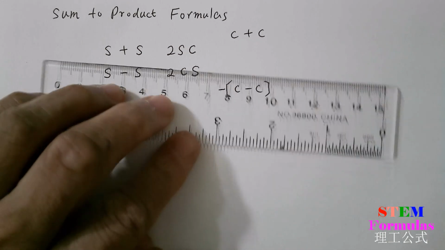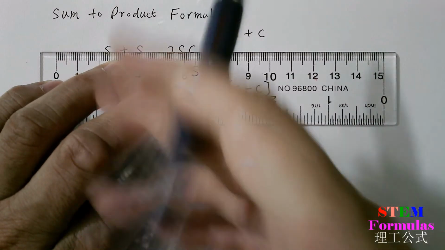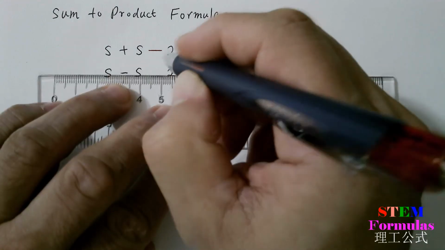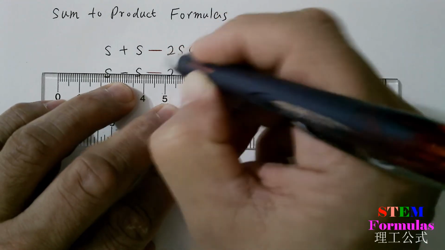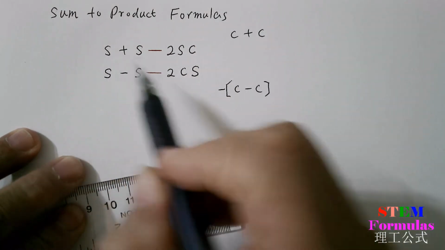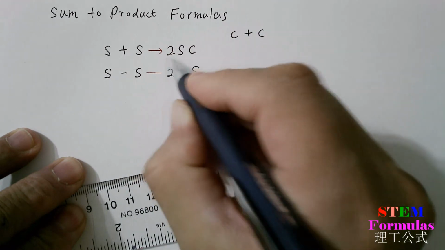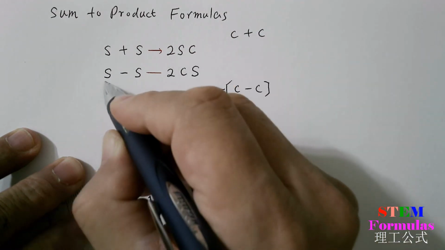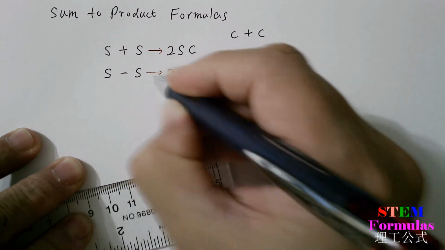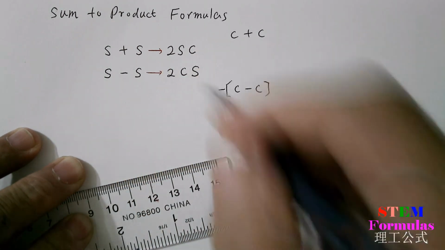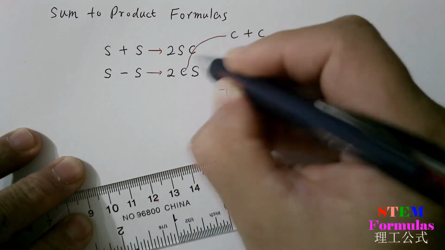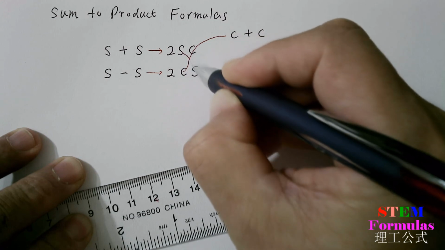What's the physical meaning? The horizontal line indicates sine plus sine equal 2 sine cosine, and sine minus sine equal 2 cosine sine. Now, this we go this way, diagonally.